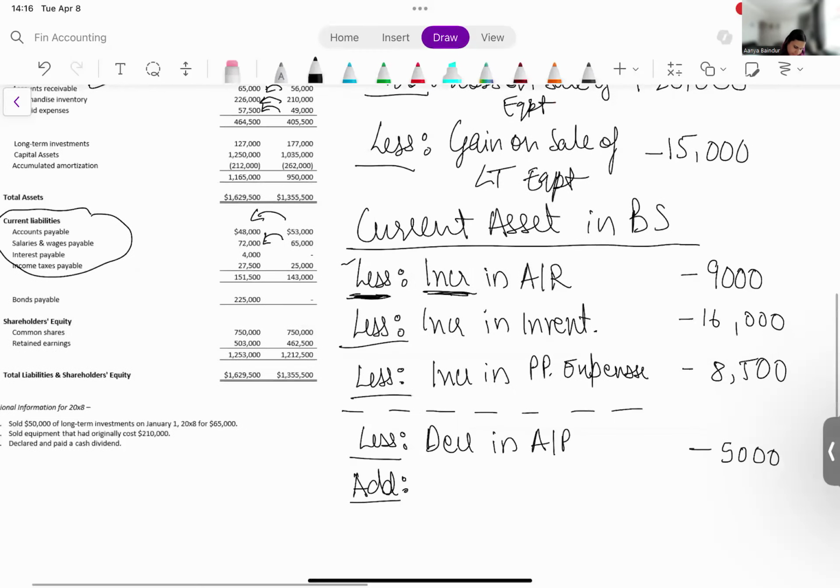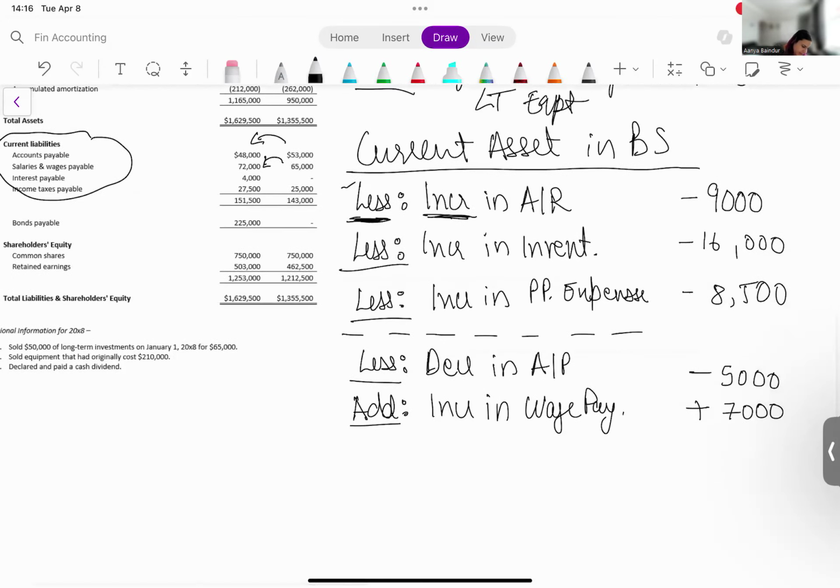Add increase in wage payable of 7,000. Next, we have interest payable, which is again an increase of 4,000. So we'll add that in.